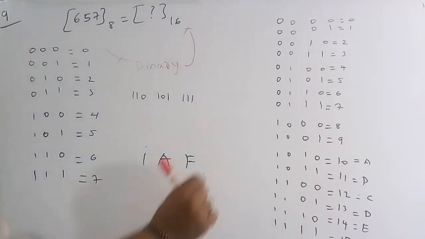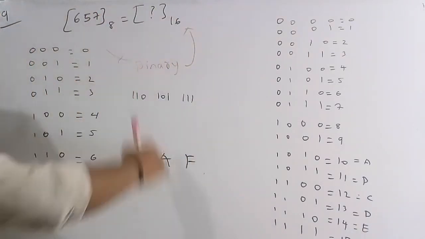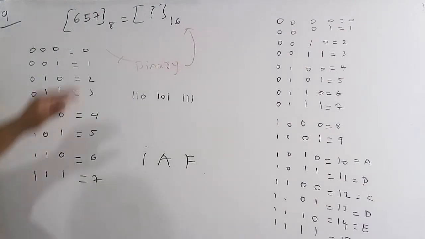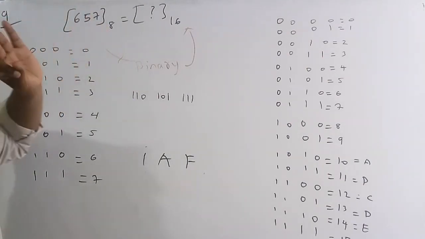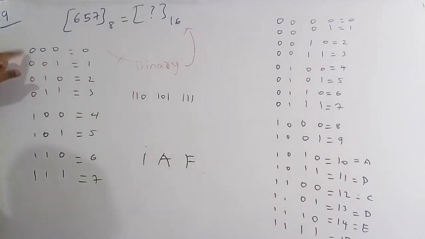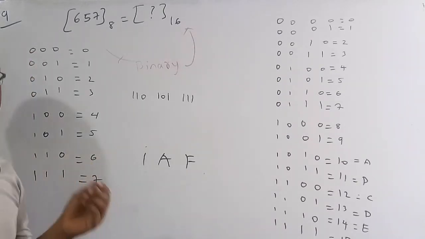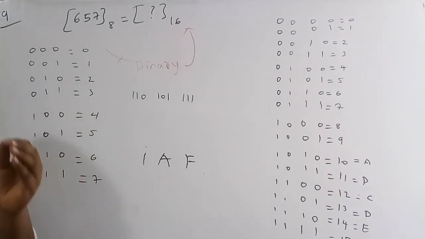The first step is to convert from octal to binary. The standard procedure is that each and every digit in an octal number must be represented by a binary number of 3 digits: 000, 001, 010, 011, 100, 101, 110, 111, which are 0, 1, 2, 3, 4, 5, 6, 7. So in octal each digit is represented by 3 binary digits.